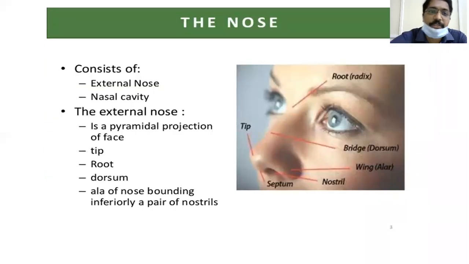Coming to the nose, it consists of external nose and nasal cavity. The external nose is a pyramidal portion of the face. This is the tip, this is the root of the nose, also known as radix, and this is the dorsum. This is the tip of the nose, and this is the root of the nose, also known as radix. It's the bridge of the nose, and these are called ala.